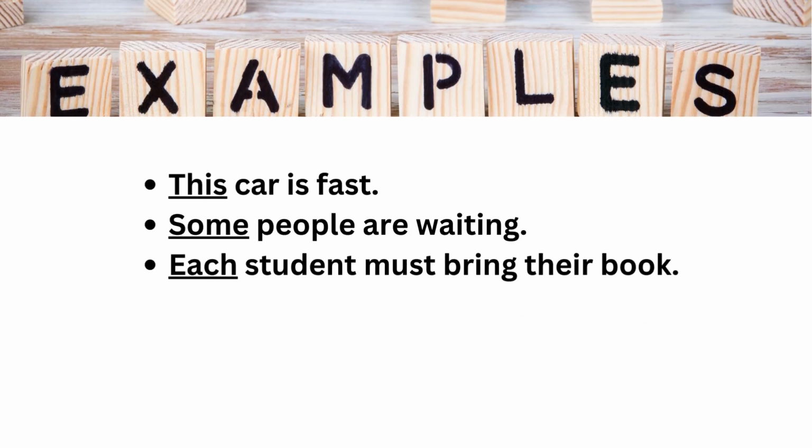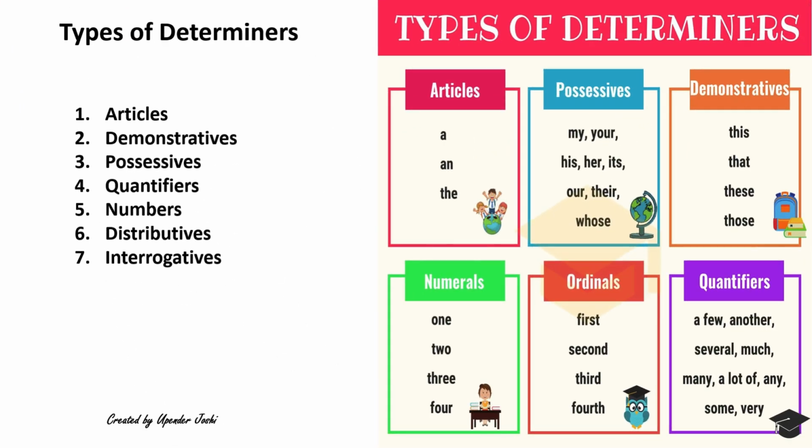This car is fast. Some people are waiting. Each student must bring their book. Did you notice? The words this, some, and each are all determiners because they tell us more about the noun that follows. Let's know how many types of determiners there are. Now, determiners are of several types, and we'll go through each one.